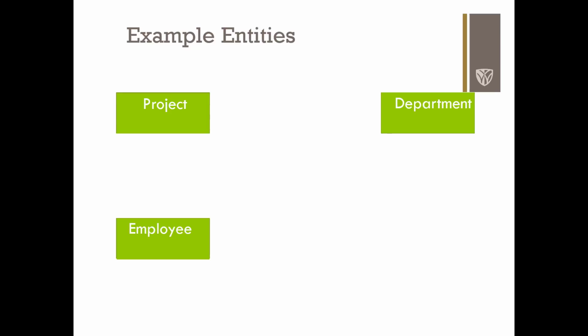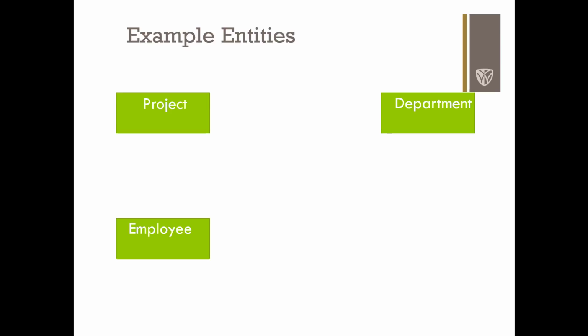We want to keep track of the department and all the projects that are associated with that department. We also want to keep track of the employee or employees and which employees are assigned to which projects. So the next step in drawing an ER diagram is to try and identify the relationships between the entities. A way of doing this is to ask yourself, okay, what is the relationship between department and project?